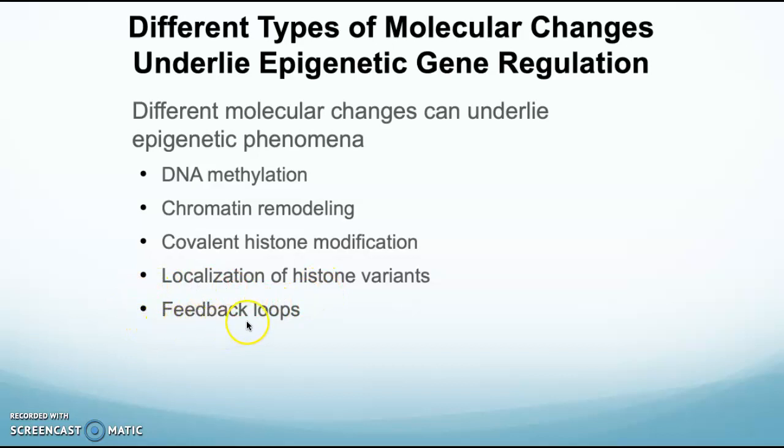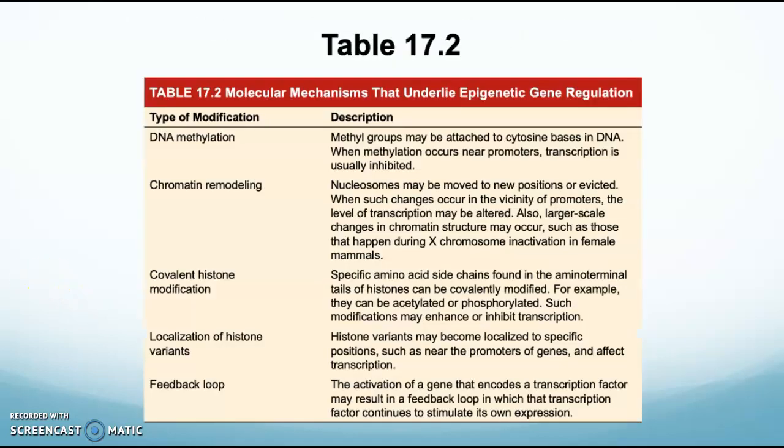And then we talked some about feedback loops, meaning that if a lot of something is being produced, it may do a feedback to stop the transcription. So this table just basically does a quick summary of these. If you need more information, most of this was from earlier in the chapter.